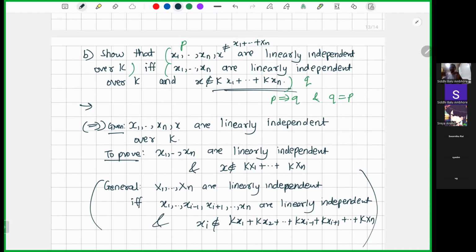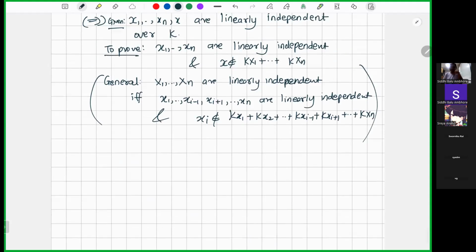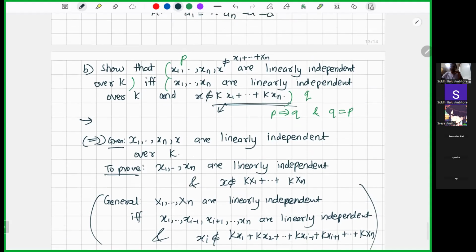See, my confusion is this. Even in the B case, this is a set, and that was an element. This is the set of all linear combinations of this type: a1 x1 plus up to an xn such that ai belongs to k. This is a set, and that was an element. And this element x1 plus xn belongs to this set if you observe, with 1 as the coefficient of everything.